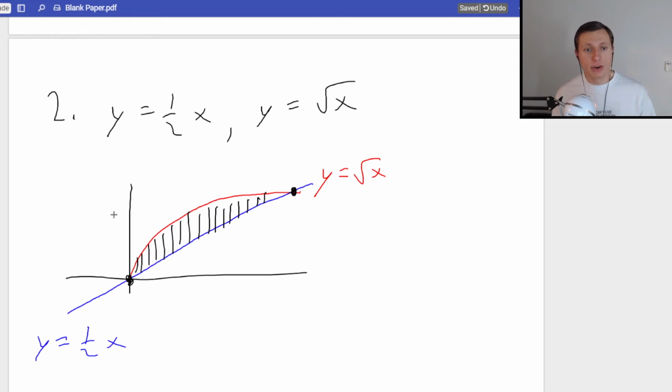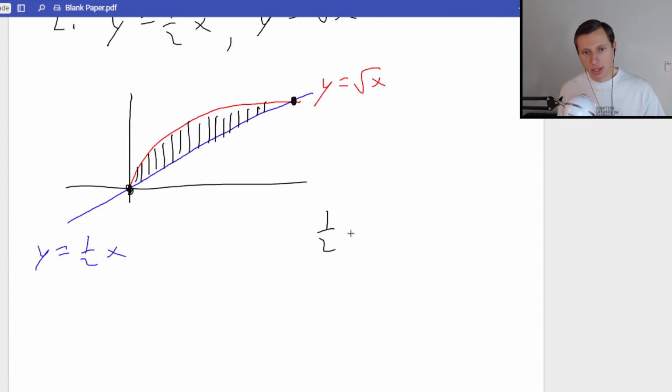Okay. And even if you didn't know, if you have no idea what's going on at the top and the bottom, you can find out by plugging in a number in the range, seeing which function is higher. But before we do that, we do need to find out where the functions equal each other. We need to find these intersection points. How do I do that? Again, we're going to set them equal to each other. 1/2 x equals the square root of x.